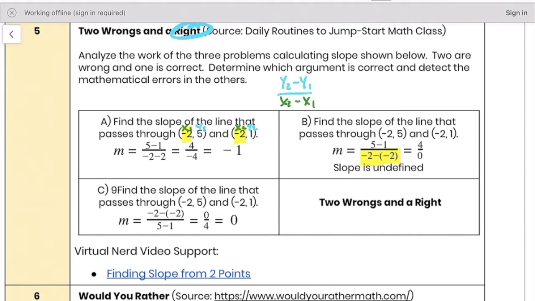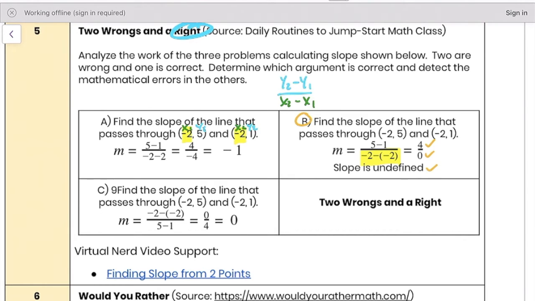Negative 2 minus negative 2. The other two do not have negative 2 take away negative 2. So this must be the one that's correct. B must be correct. Let's check though. So 5 take away 1 is 4. That's good. Negative 2 plus 2 is 0. That's good. And it is undefined. So B is correct. B is the one that's good.